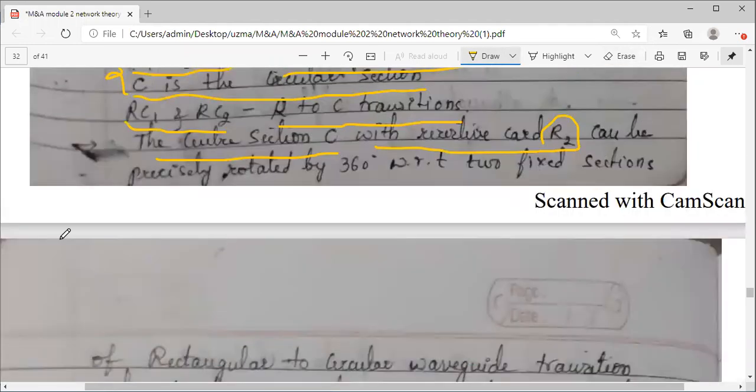And as I told you, I have shown you just now, if you keep on changing the angle with which your resistive card R2 is placed, because it can be rotated 360 degrees with respect to the two fixed sections. Depending upon the position of your resistive card R2, at what angle it is, either perpendicular, parallel or some angle theta, your attenuation can be decided.